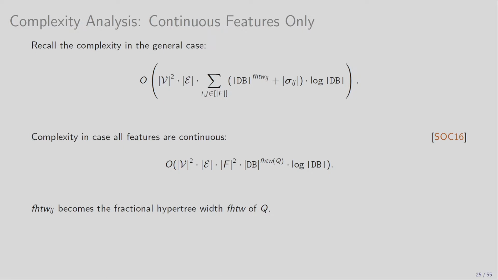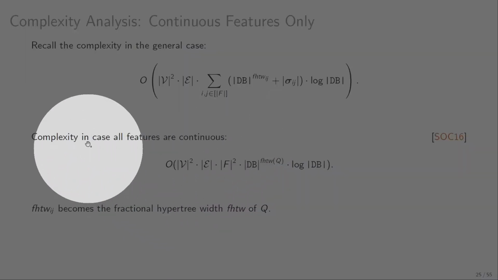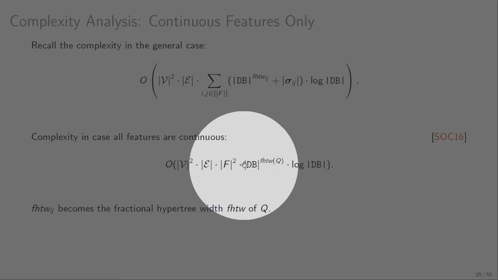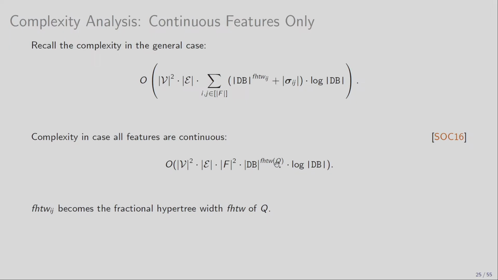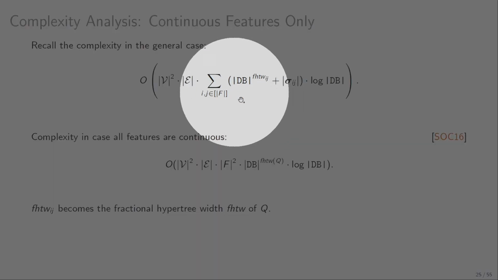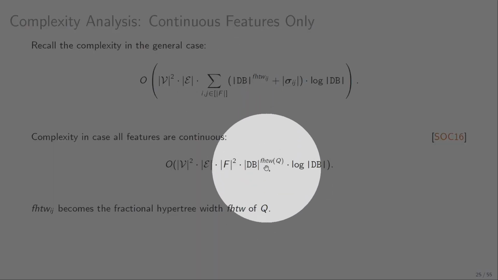One result we showed two years ago was for the case where everything is continuous. When everything is continuous, so you don't have free variables in these sigma entries, then it's obviously easy. All these fractional hypertree widths for the specific entries will all collapse to one fractional hypertree width, which is that of the feature extraction query, because we will only compute queries without free variables, right? So in that case, you get this complexity, okay?